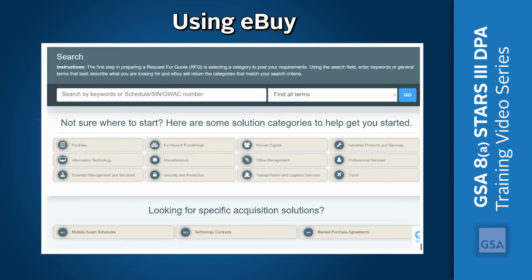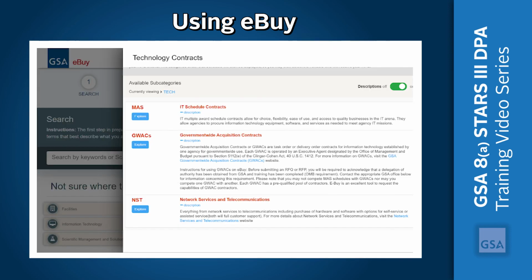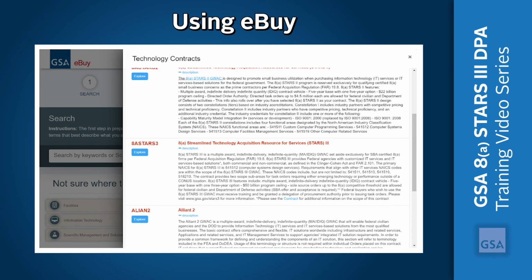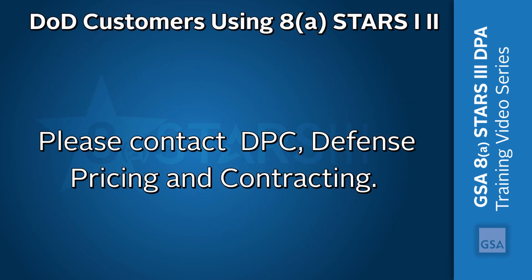It's easy to find 8A STARS 3 on eBuy. Just log in and find Technology Contracts. Then click on Technology Contracts, click on GWACs, and you'll find the 8A STARS 3 GWAC. Are you a Department of Defense customer? For answers to questions specifically related to DoD's authority to use 8A STARS 3 and other interagency contracts, please contact DPC, Defense Pricing and Contracting.